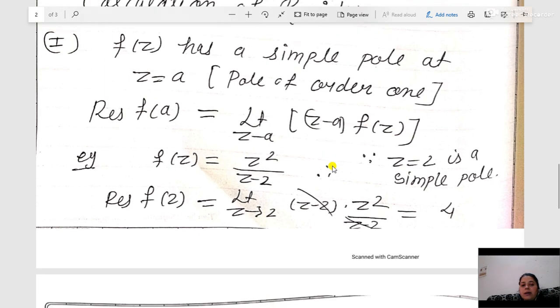Let's see by an example. If f(z) is equal to z square upon (z minus 2). To get the pole, we put the denominator equal to 0. So when we put z minus 2 equal to 0, we have a pole at 2.